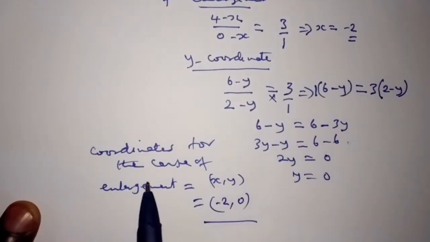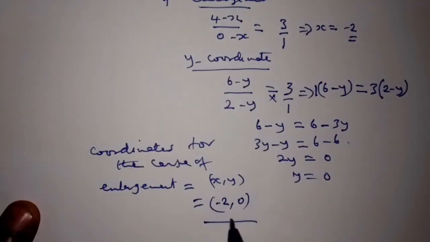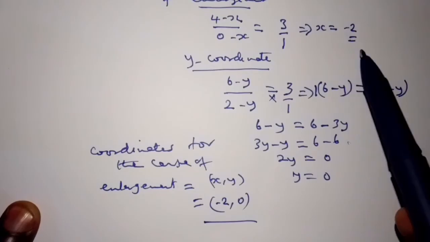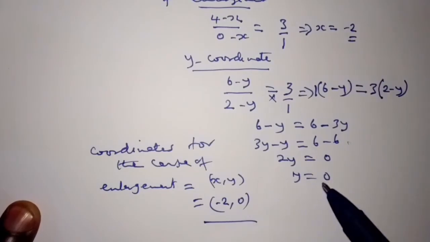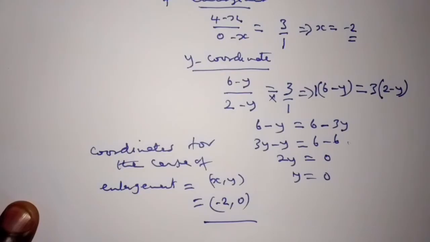So the coordinates for the center of enlargement will be (x, y), where x is negative 2 and y is 0. So it will be (-2, 0).